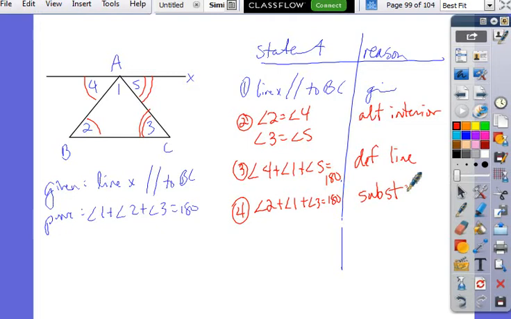And they may leave the last step off, or they may leave this step off with the alternate interior. You've got to be able to pick out the part that they're talking about and see what rule works for that.